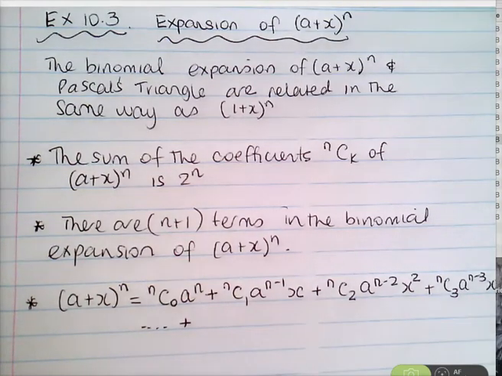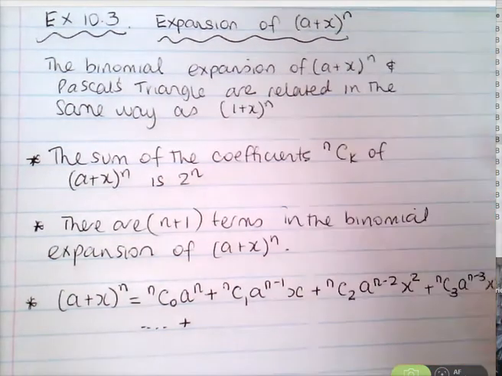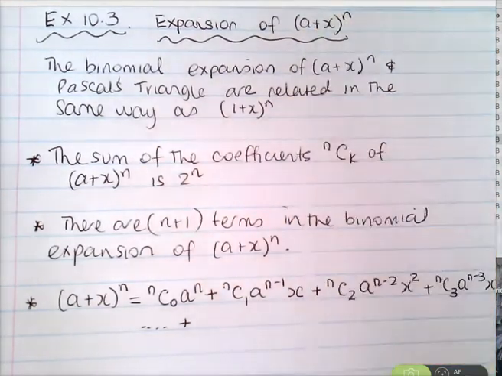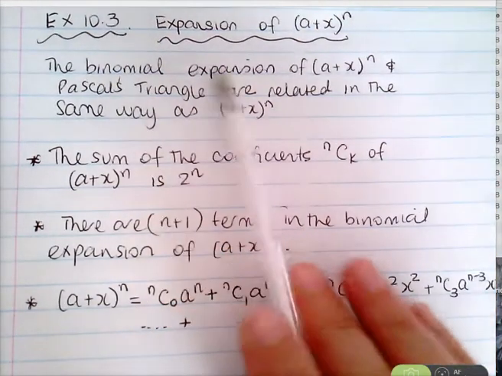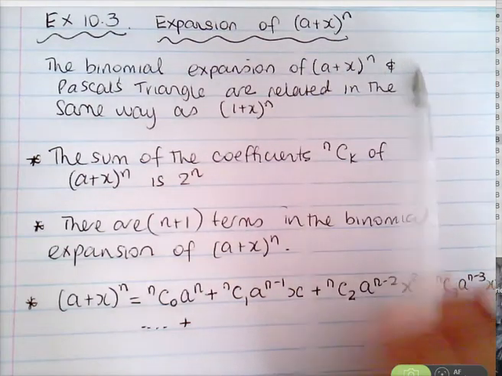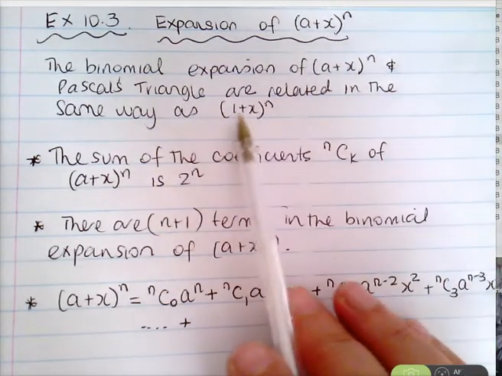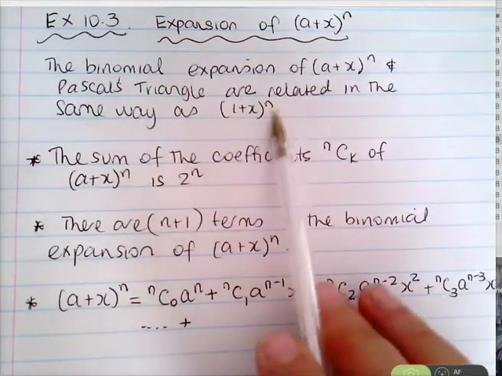Okay, these are the notes and examples for exercise 10.3, expansion of (a + x)^n. In the last lesson, we were looking at the expansion of (1 + x)^n. Now, the binomial expansion for (a + x)^n and Pascal's triangle are related in the same way as the expansion for (1 + x)^n.